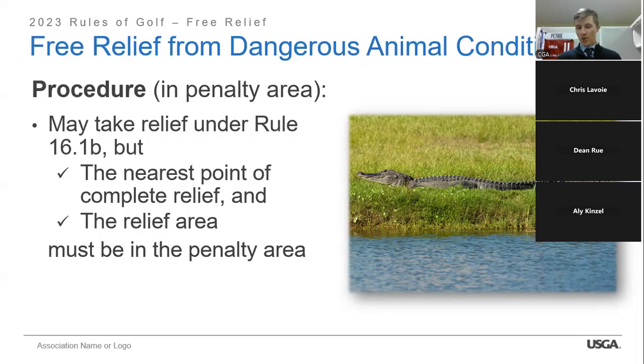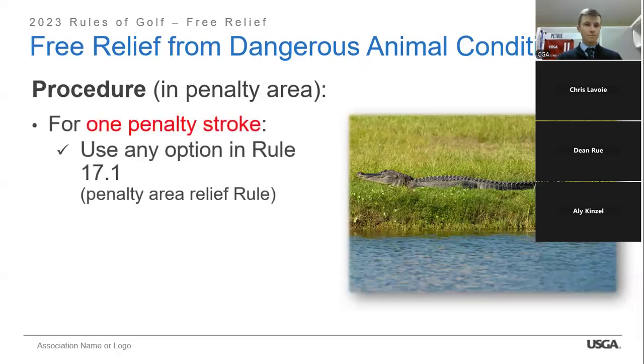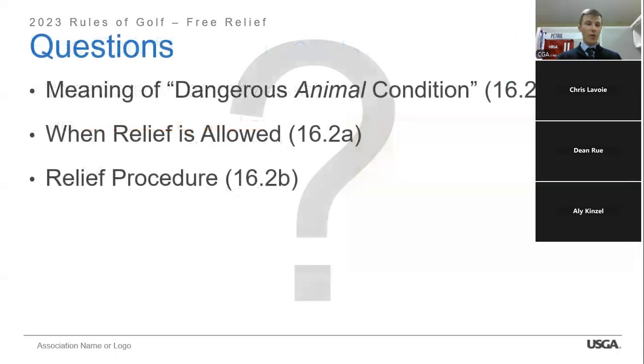We always have the penalty relief options. So if you want to just take stroke and distance, or back on the line, or lateral if it's red, we can just do that. We don't have to go and find that original ball and try and take free relief somehow. And again, that's one penalty stroke in this case. We can use any of those penalty relief options.